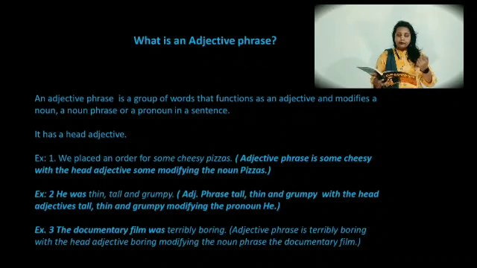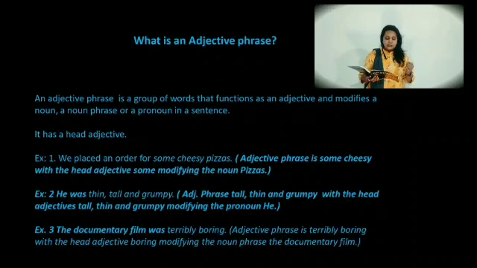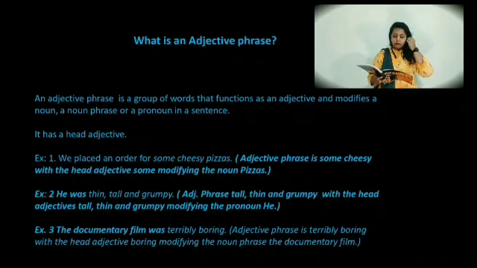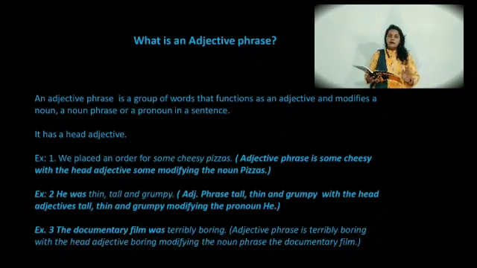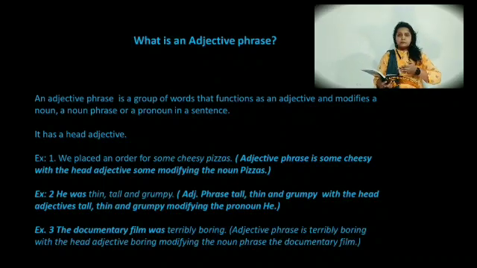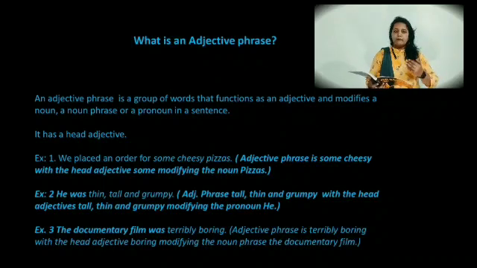So what is the first line given in the definition of adjective phrase? That an adjective phrase is a group of words that functions as an adjective, and it will modify a noun. Now is it clear that in this particular sentence, "some cheesy" is modifying the noun pizza? Did you understand? I think so. Then these three words together make an adjective phrase.